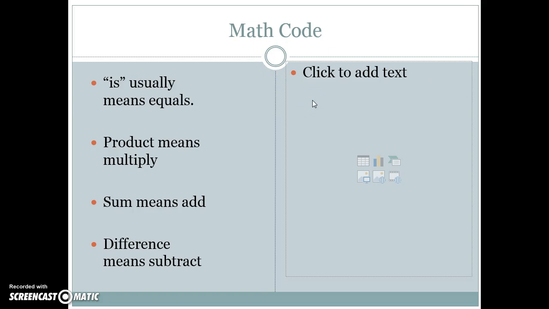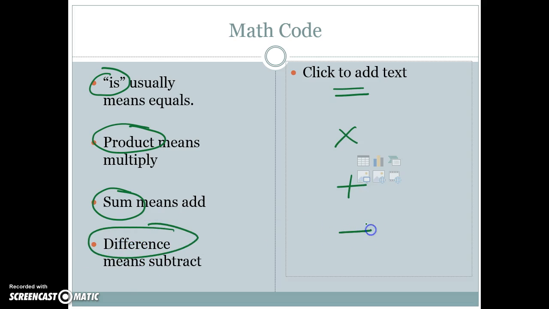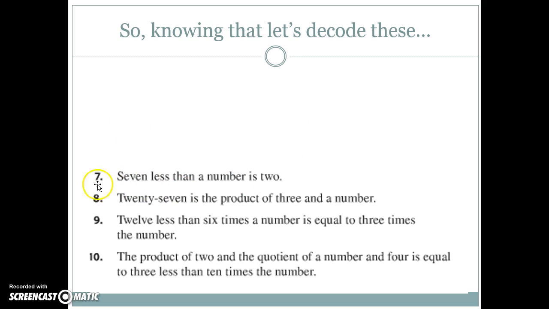So here's your little math decoder ring, so to speak. Whenever you see the word is, think equal sign. Whenever you see the word product, it means multiply. When you see the word sum, it means add. And when you see the word difference, it means subtract. So let's practice this a little.